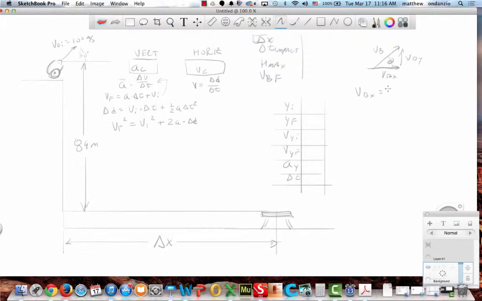Cosine. VB times the cosine of my angle, right? Correct? Okay. What is VBY equal to? Sine. VB times the sine of theta. Correct? Okay.